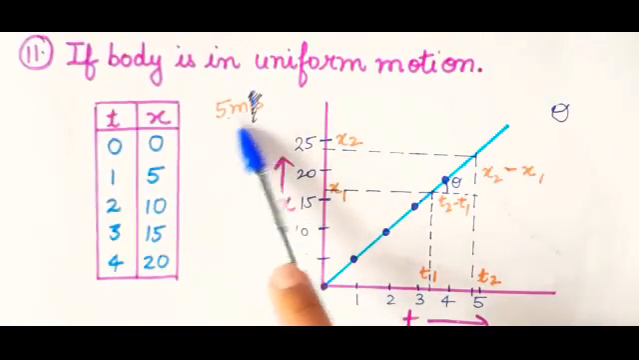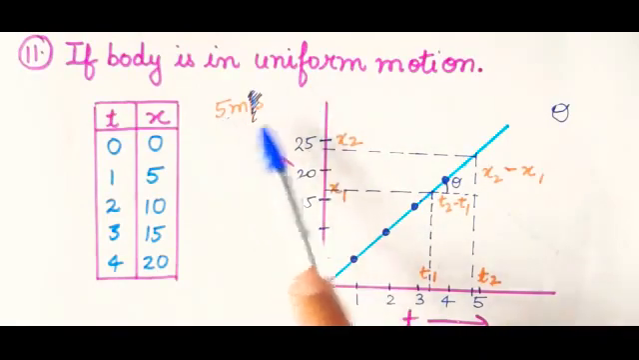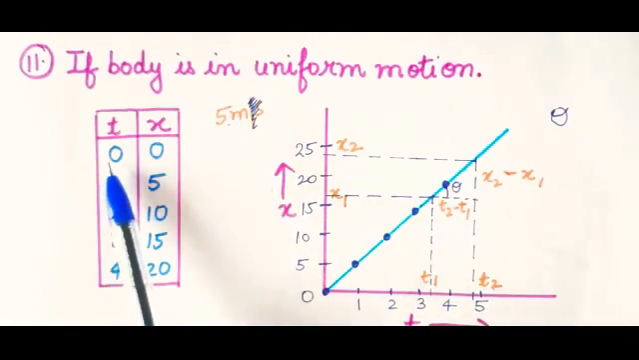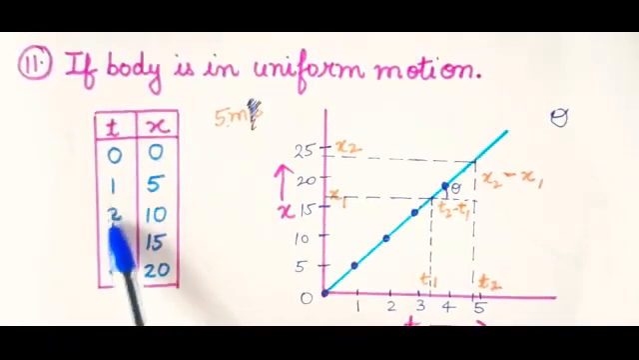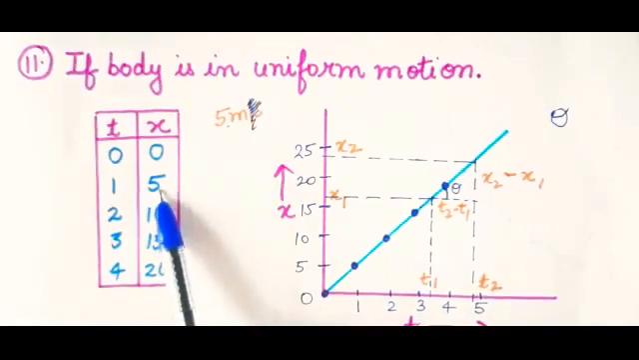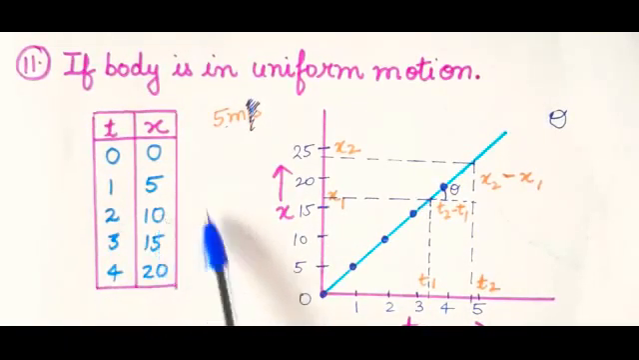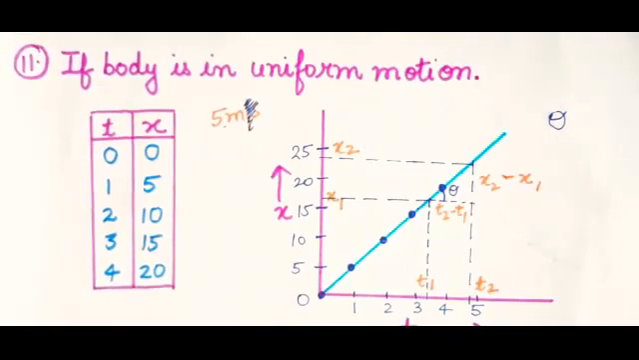So in 1 second it travels 5. In the next 1 second it travels again 5, so it will be 10. In the next 1 second it travels again 5, so it will be 15. So when time is 0, distance is 0. At time 1, it has traveled 5 meters in 1 second. In the next second it has traveled 5 more, so 5 plus 5 is 10. In the next second 5 more, so 10 plus 5 is 15. In the next second, 15 plus 5 is 20. So we have got this tabular form for time and distance.